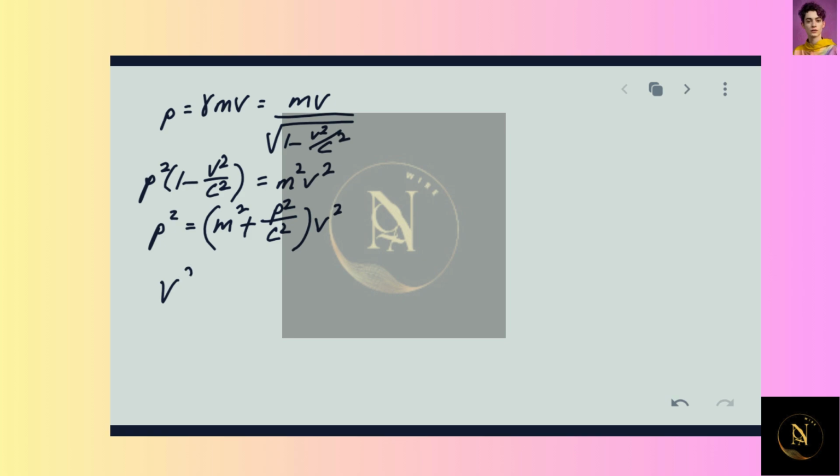If you rearrange this, you can get v squared. This is the expression, and now we can take the square root of this entire expression.